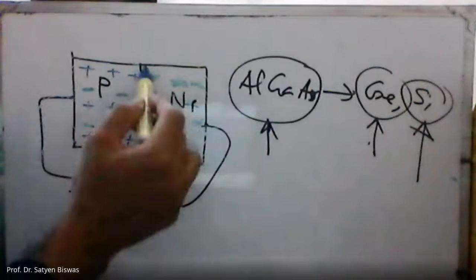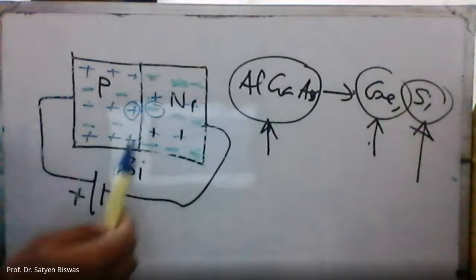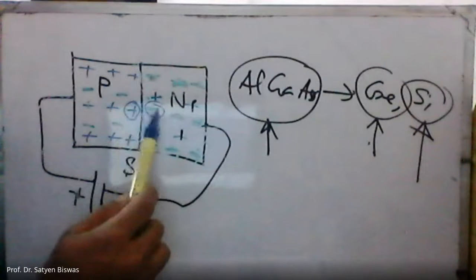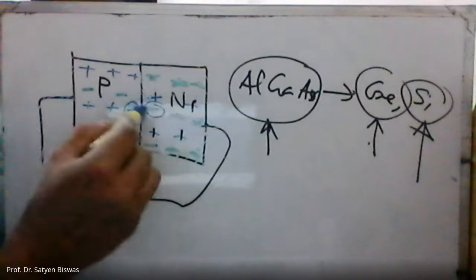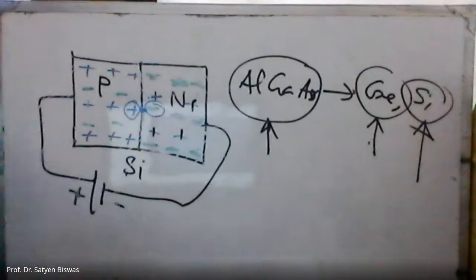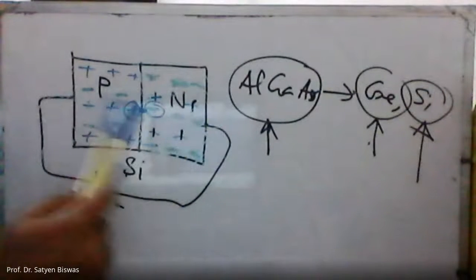This is a virtual boundary line, it is not real. So the holes will try to cross this way, to the right side, and these electrons will try to cross to the left side. Somewhere in the middle, they will join each other and will be neutralized.